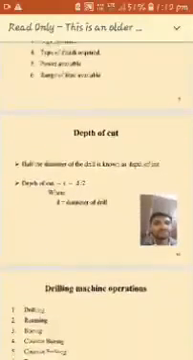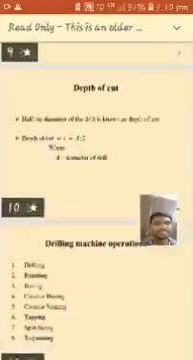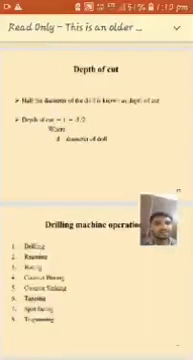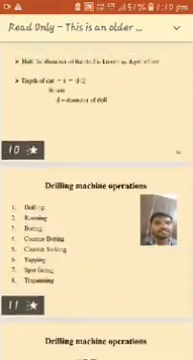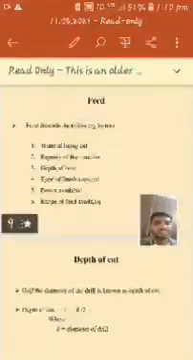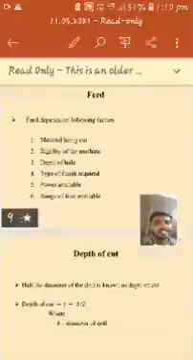The next definition is depth of cut. Half of the diameter of the drill is known as the depth of cut. It is denoted as t equals d by 2, where d is the diameter of the drill. So these are the few definitions in drilling: cutting speed, feed, and depth of cut.